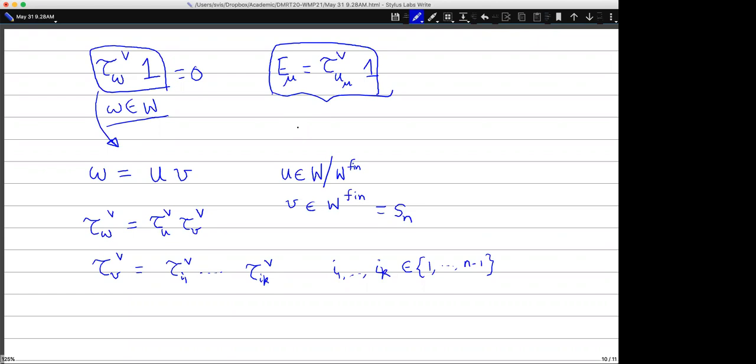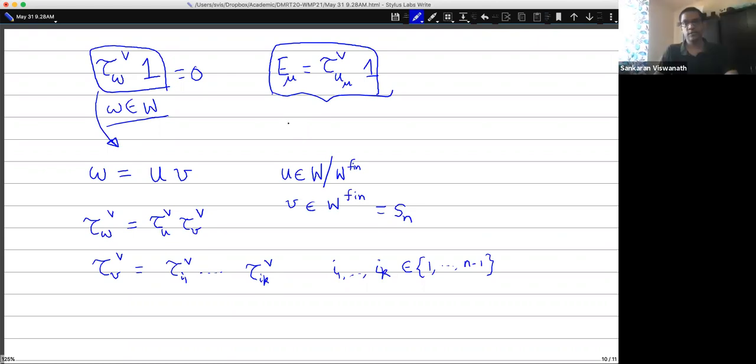Is it? Why should they commute? Why would u and v commute? Yeah, no, they don't commute in general. So when you write it in the other order, maybe think of it as follows. What we are saying is tau w check 1 is 0 unless w is a minimal length left coset representative of the finite Weyl group in the affine one. That's all we are saying. So if you write it in the other order, it won't be as easy to detect when certain things are minimal length left coset representatives. They'll be sort of off by this.